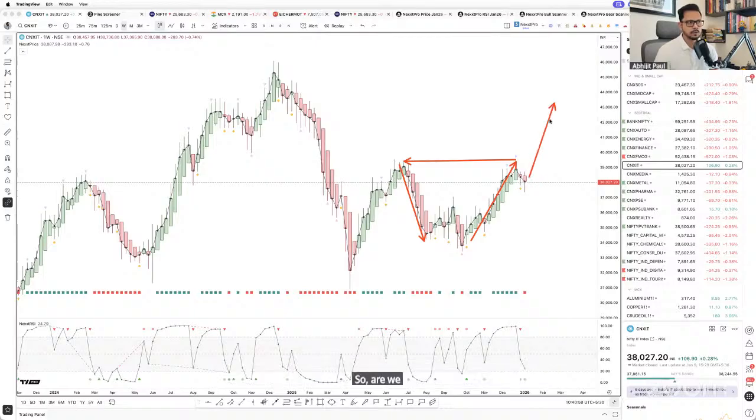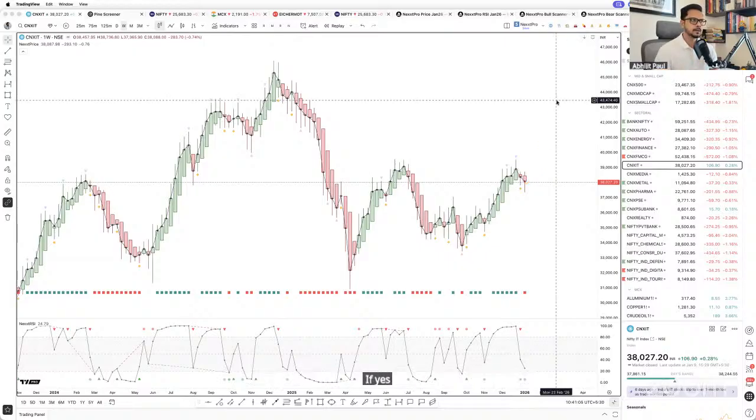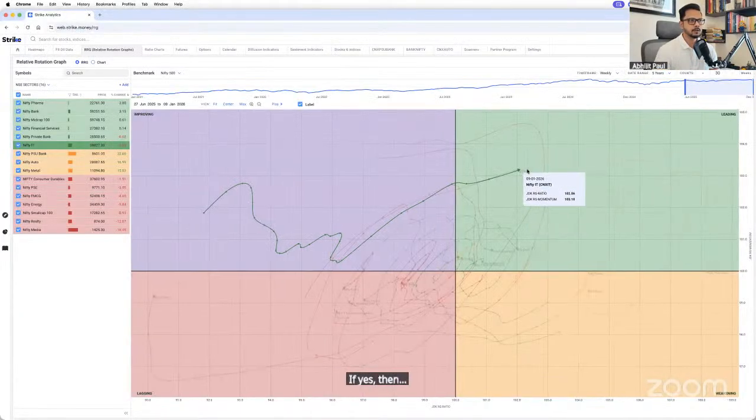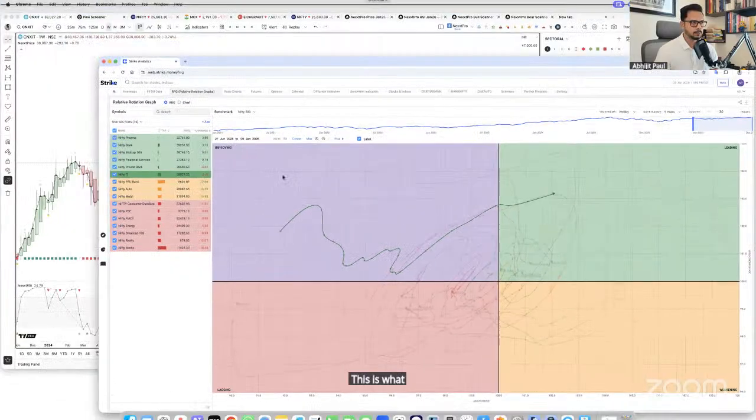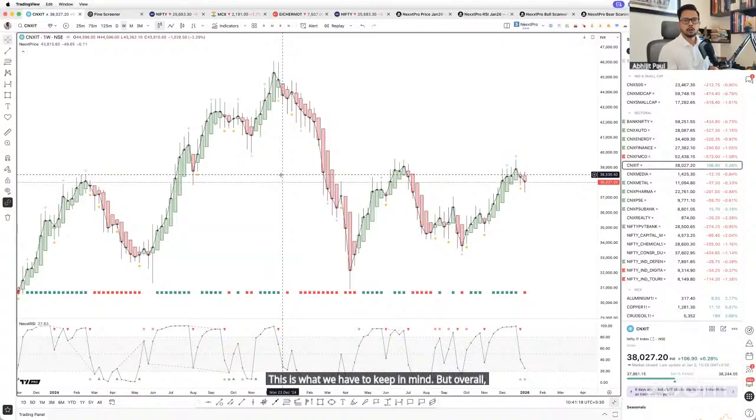So are we going to see this breakout? Are we going to see this revival, breakout, further rally? If yes, then this will continue to go up. If no, if it struggles, then it might start to lose momentum. This is what we have to keep in mind. But overall, not bad. We have the top two sectors and pharma in the leading quadrant.